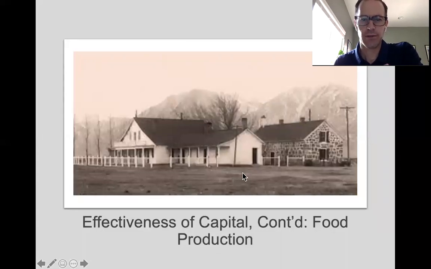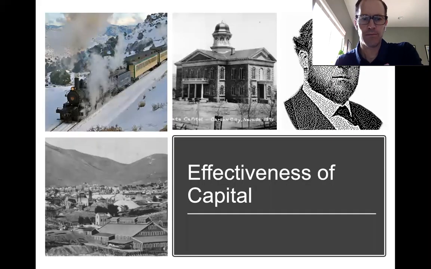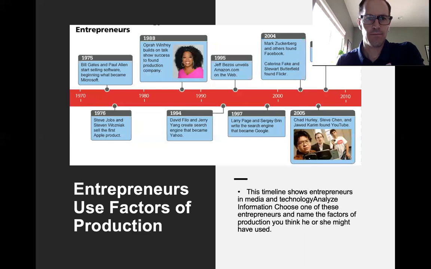And then you also have to have food production too. Okay, so here's a farm in the Carson Valley below Virginia City. You had to have food to make that operation work. In turn, you needed to make sure that you had labor and land and capital for farms too. Okay, so every little business requires these parts. And then the effectiveness of capital, the transportation, the birth of cities, the capital, all of that needs to work seamlessly in order to make a successful business.